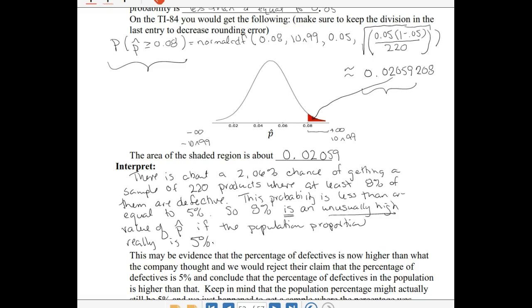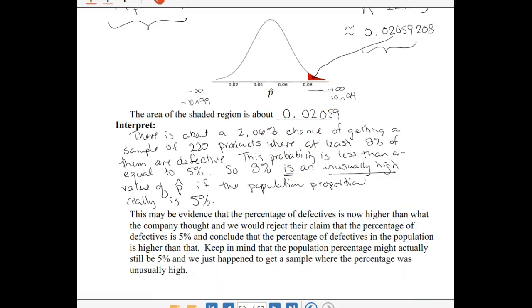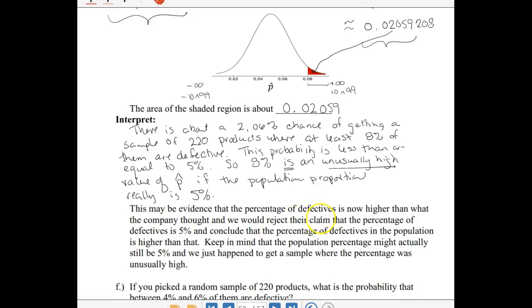products are defective, we went down and randomly selected 220 products and found 8% of them to be defective. The question is, is that possible? The answer to that is yes. It happens about 2.06% of the time. But if we're asked, is that likely to happen, the answer to that is no. This is less than 5%, and so it would be unusual to see something that far. So this may be evidence that the percentage of defectives is now higher than what the company thought. And we're saying higher here because we found an unusually high value of the random variable.